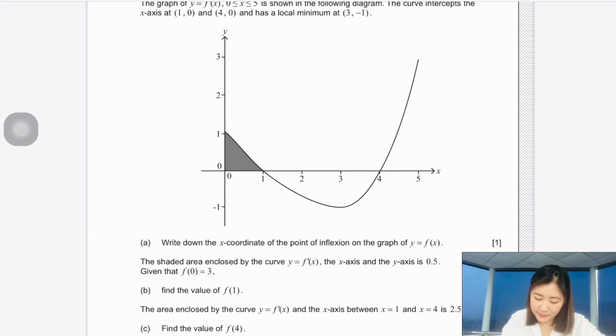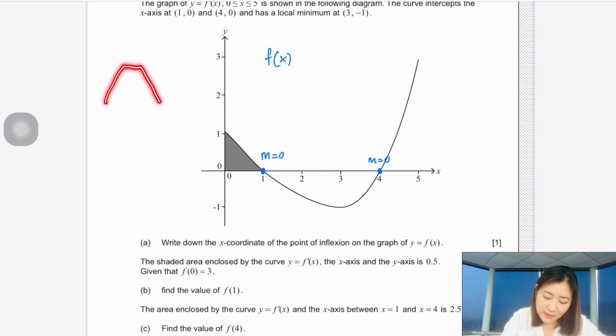Here you know m of f(x) equals 0, right? We're going to find the graph of f(x). So at this point the gradient of f(x) equals 0, and also at this point the gradient of f(x) equals 0. And how does the gradient change? It changes from positive gradient to 0 gradient to negative gradient. So positive, 0, negative. So this point is a maximum. Just note it down. This is your maximum.